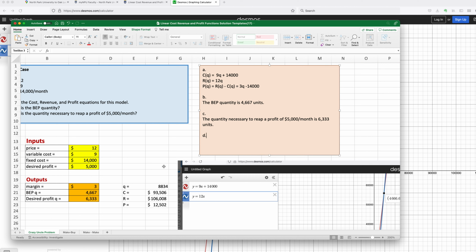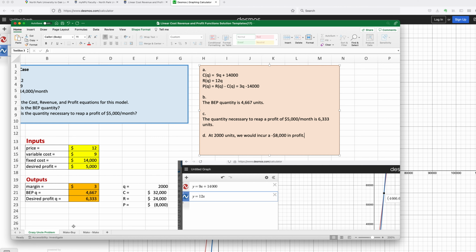I can answer anything. I didn't answer my D question. What was the profit if we sell 2,000 units? At 2,000 units, we would incur a loss, a minus 8,000 in profit. We would lose money.